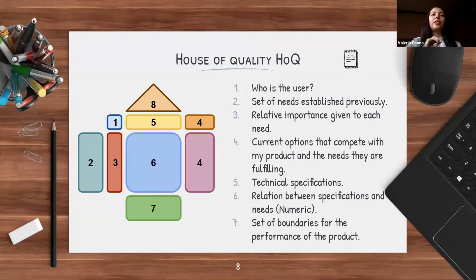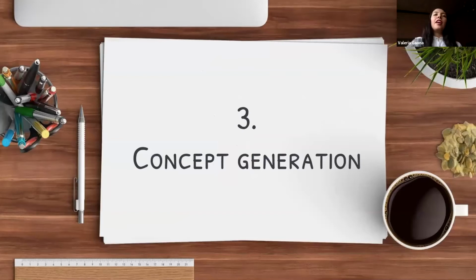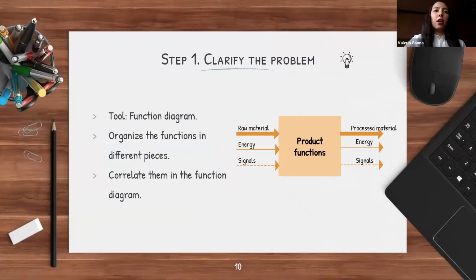Now that you have specifications and needs, it is time to generate some concepts. In step 1 of the generation of concepts, you would have to clarify the problem. You would use a function block diagram, which is like the one you can see in the picture. This will help you to organize the functions in different pieces and, of course, correlate them in the diagram. You have to observe the raw material, processed material, energy, and signals that are interacting in your product so you can understand better how it is going to work.